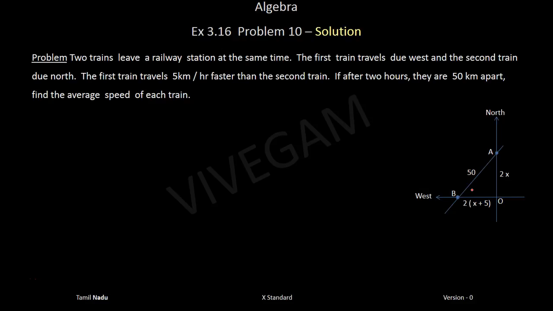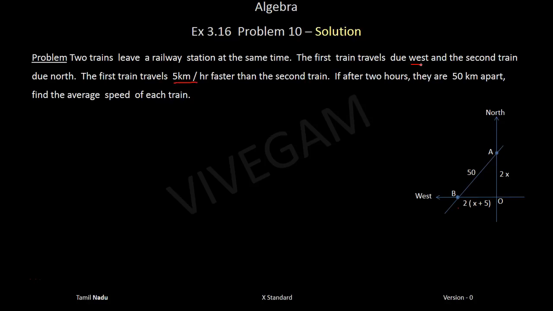Okay, solution. So first thing, we'll draw a simple diagram. So this is the starting point. The train is going north in this direction, and there's another train which is going in the west direction. This train is going at the speed of x kilometers per hour, and this train will be going at the speed of x plus 5 kilometers per hour, because according to the problem, the train which is going along the west travels 5 kilometers per hour faster.